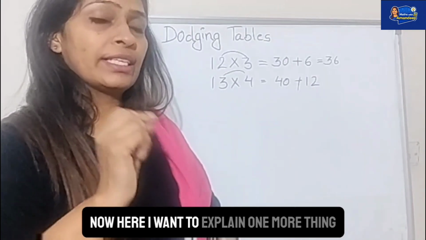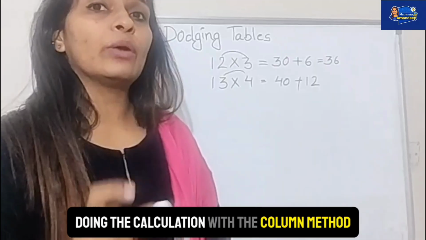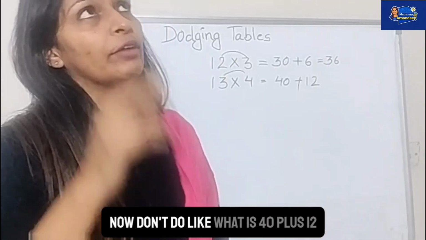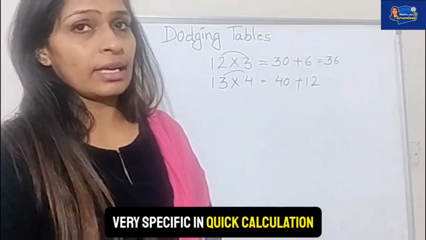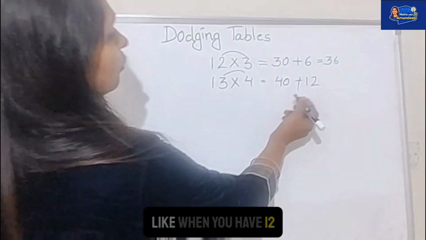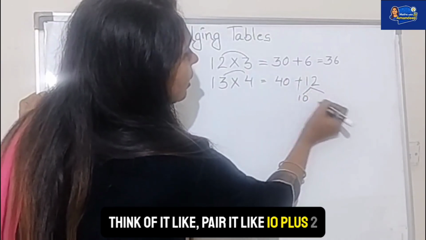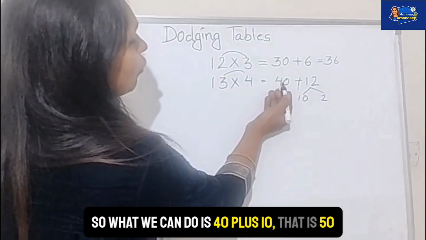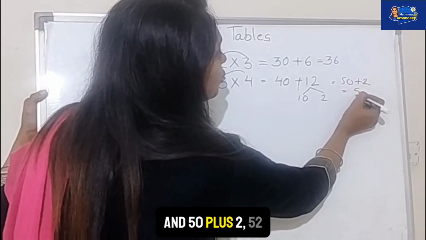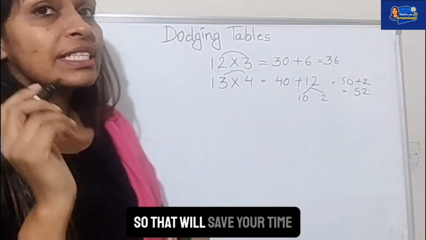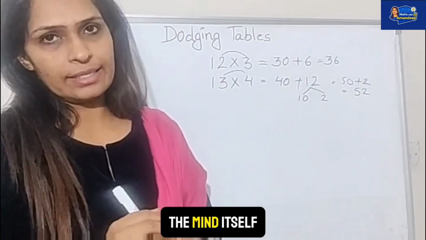Now here I want to explain one more thing: rather than doing the calculation with the column method, don't do it like what is 40 plus 12. Here also we have to be very specific in quick calculation. Now what I mean by that is, when you have 12, don't think of it as just 12, think of it as a pair, like 10 plus 2. So what we can do is 40 plus 10, that is 50, and 50 plus 2, 52. So that will save your time. So that addition also needs to be done in the mind itself.